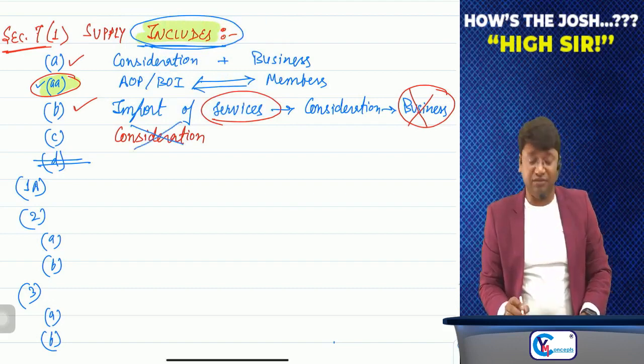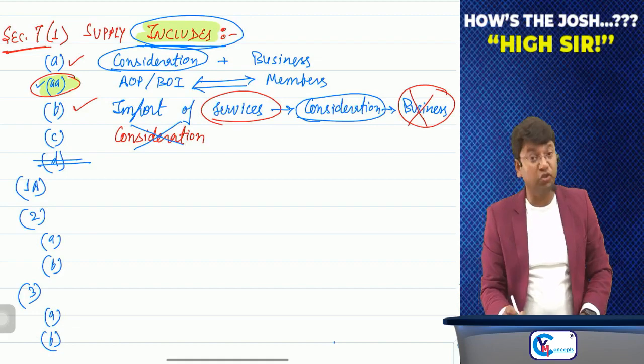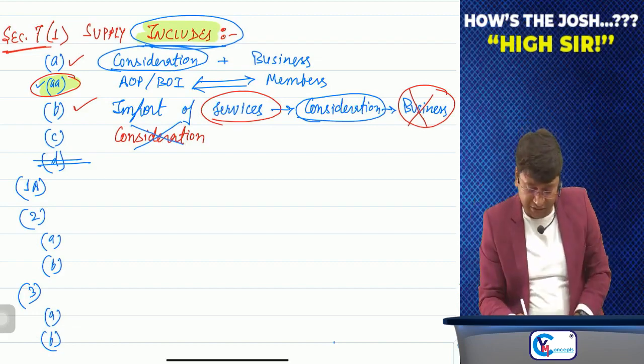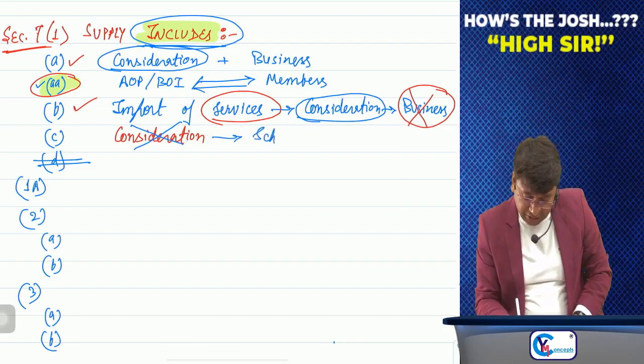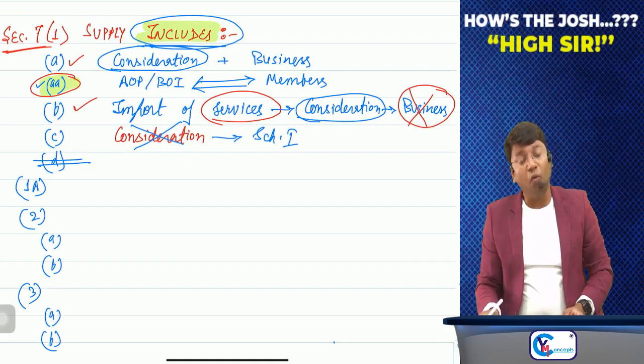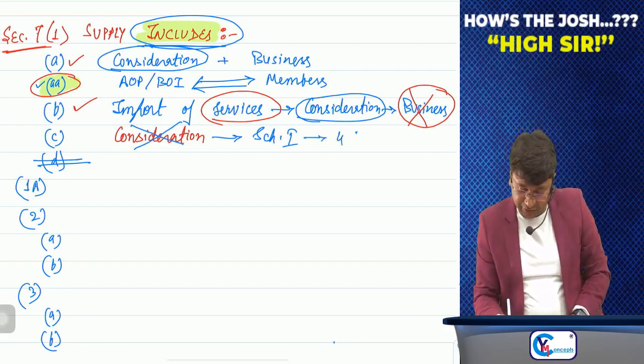without consideration. Clause number A says that it should be for a consideration. Clause number B says that it should be for a consideration. Clause number C says that don't worry, even if there is no consideration, then also if the transaction is covered in schedule 1, then it will be supply, and at present there are 4 activities.